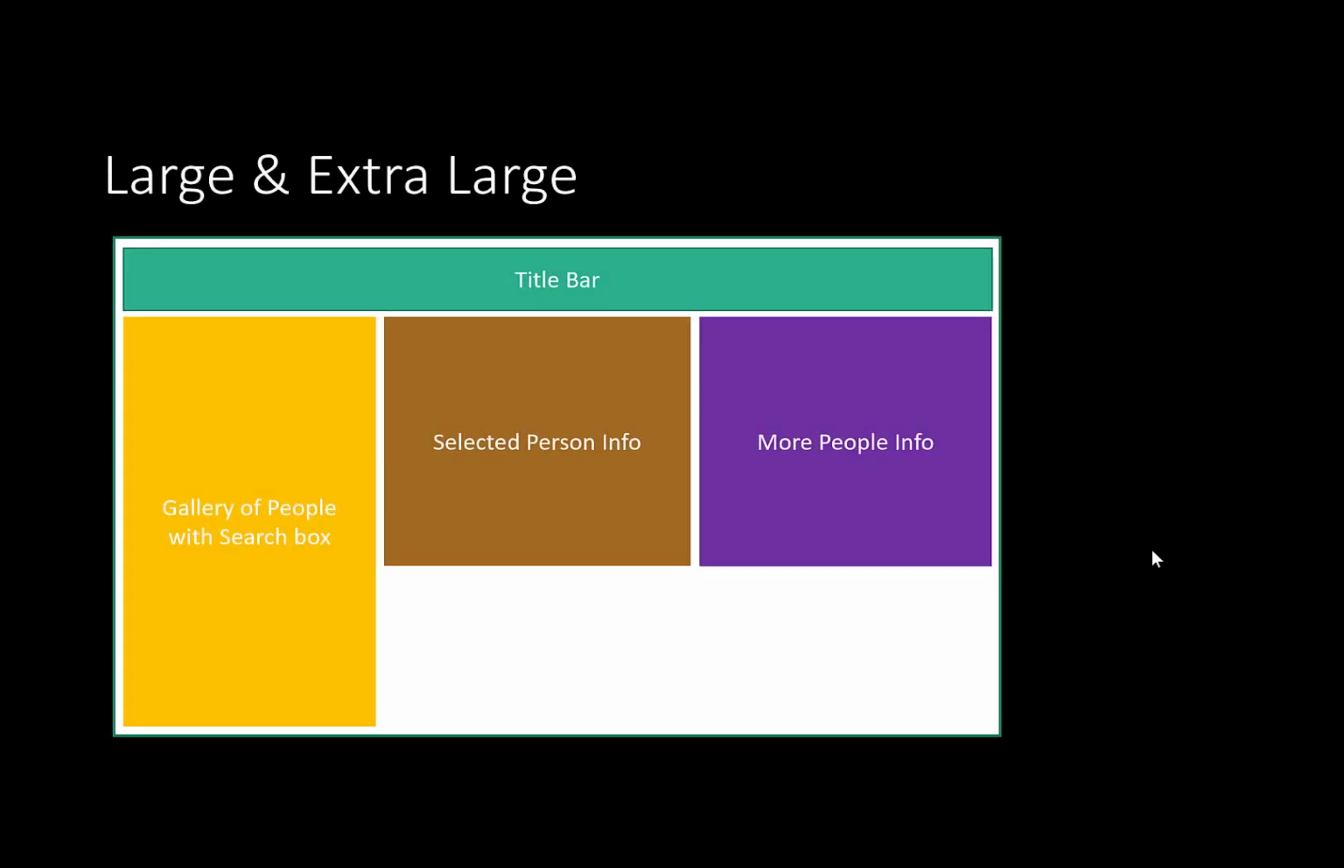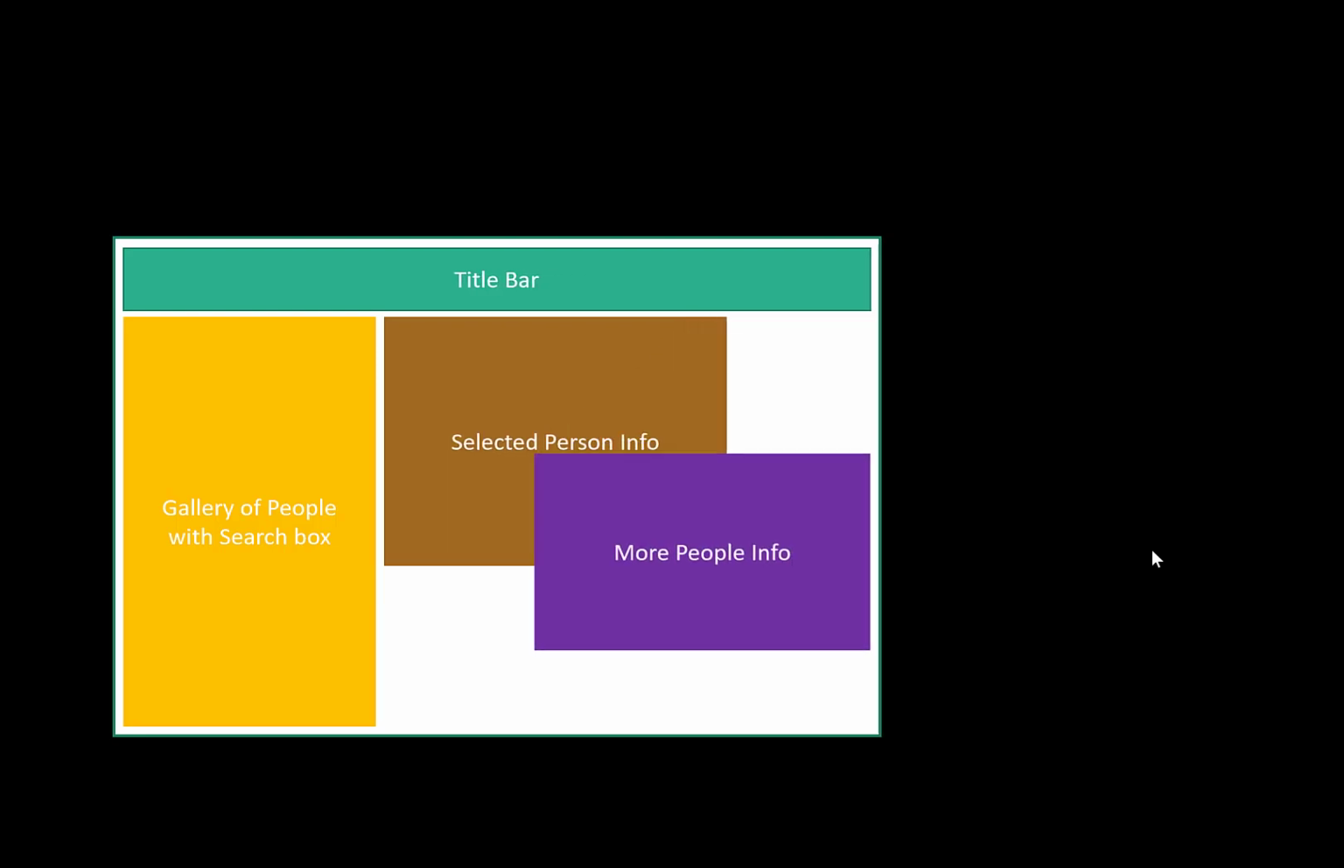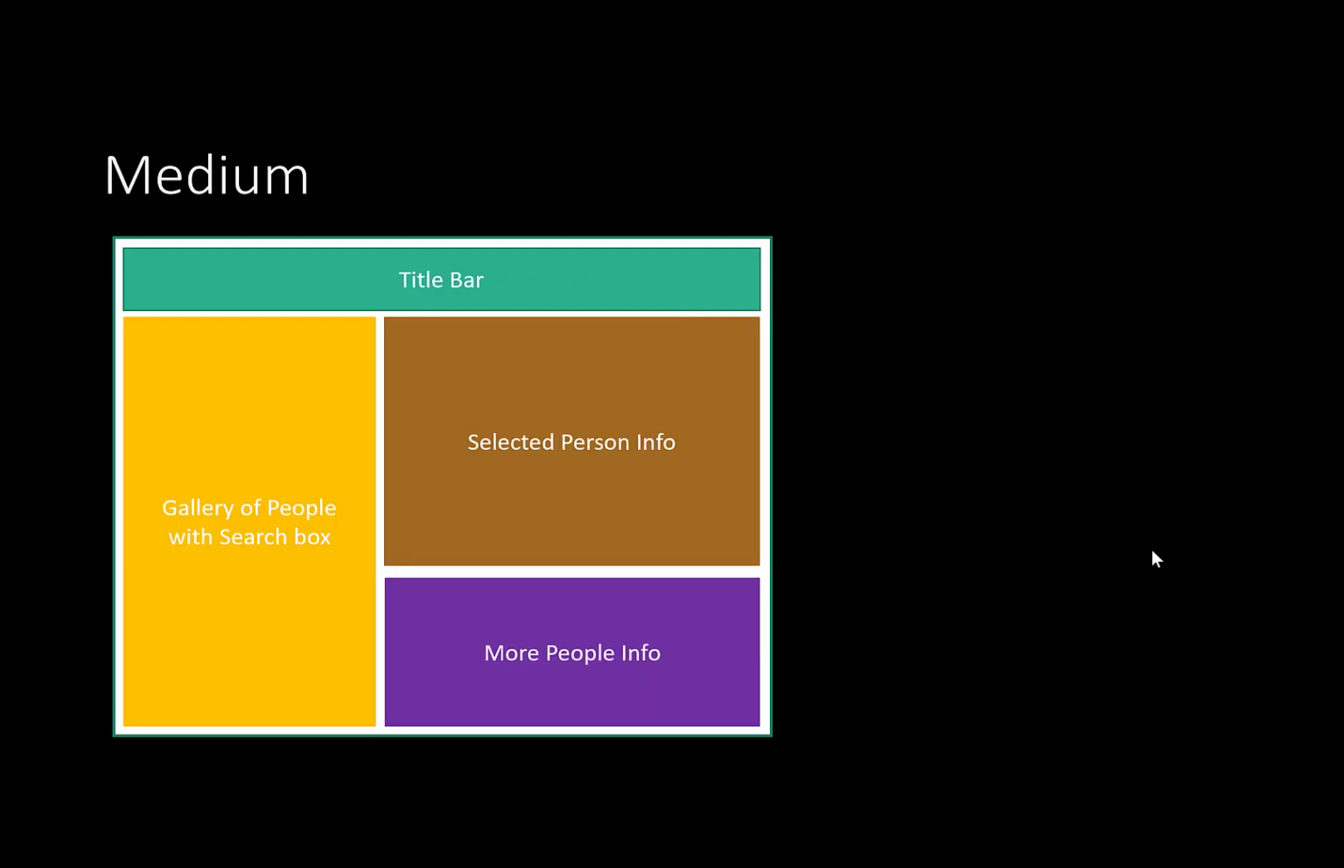Large and extra large are going to have the same screen layout. So we're going to have a title bar and a gallery down the side of people. We're doing a people searcher. And the 2 boxes are going to have bits of people information. The next size down from there is going to be the medium size. And in this one, we're going to move those 2 boxes on the right hand side underneath each other.